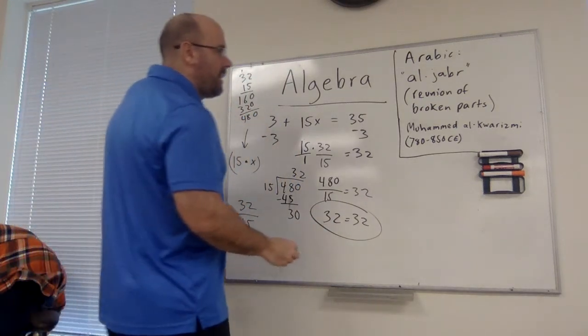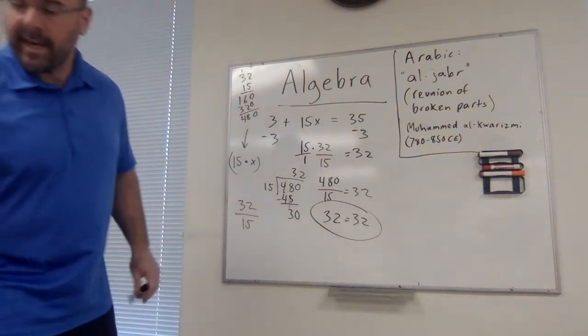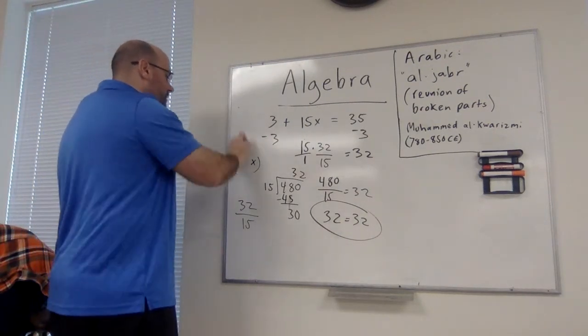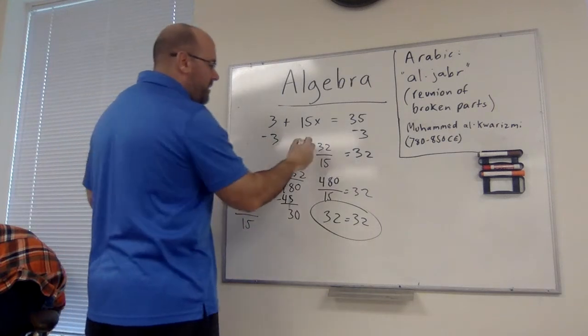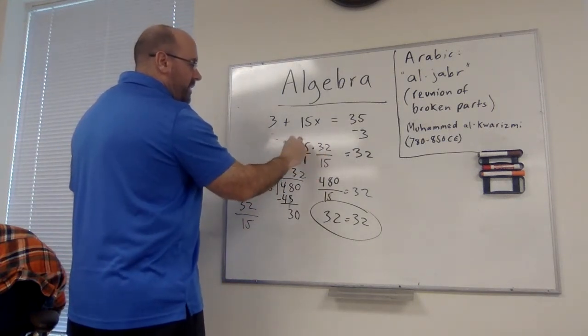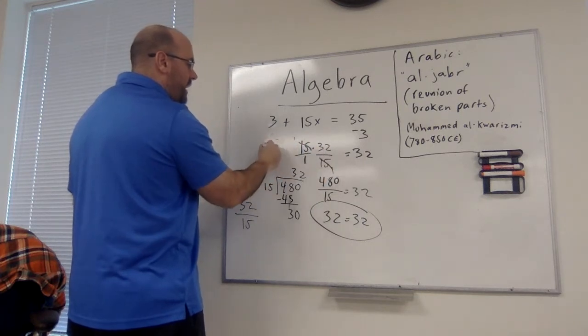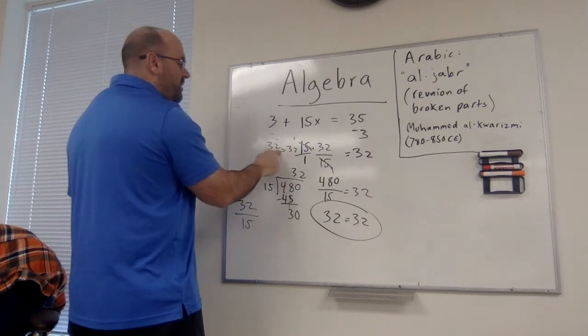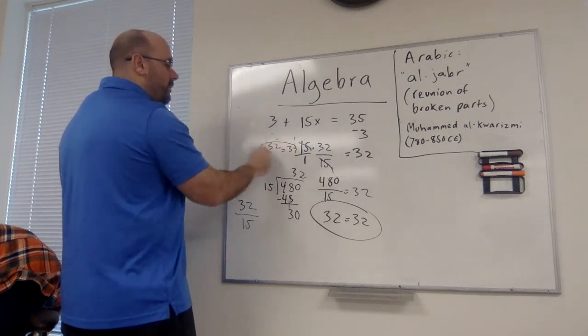Everybody is happy because we have reunited x with what it needs to be. All right. But again, I could have just done this. If you're going to multiply this side, and you're going to multiply this side by the same thing, just cancel them out. You would have gotten 32 over 1 equals 32, and 32 divided by 1 is, in fact, 32. All right.